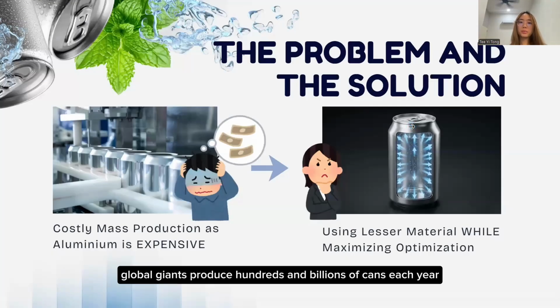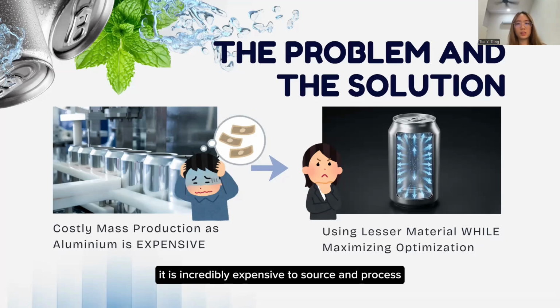Global giants produce hundreds of billions of cans each year. To make these cans, they rely heavily on aluminium. Now, aluminium is a fantastic material. It's lightweight, durable, and infinitely recyclable. But it has one major downside. It is incredibly expensive to source and process.